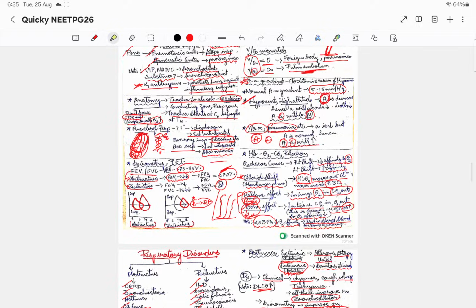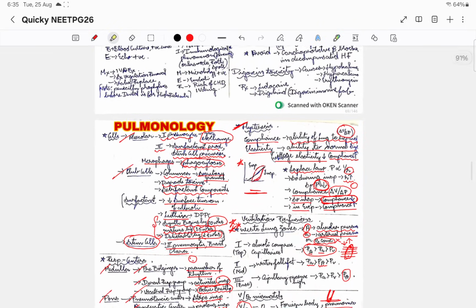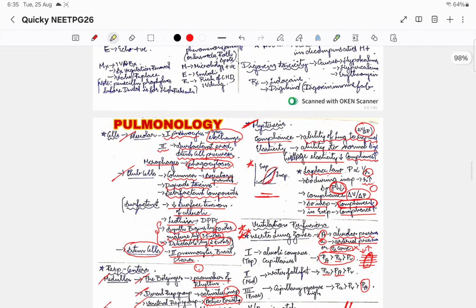Now we are done with thorax. All and everything with respect to thorax is done. Now we are moving down to abdomen. Okay, thank you.